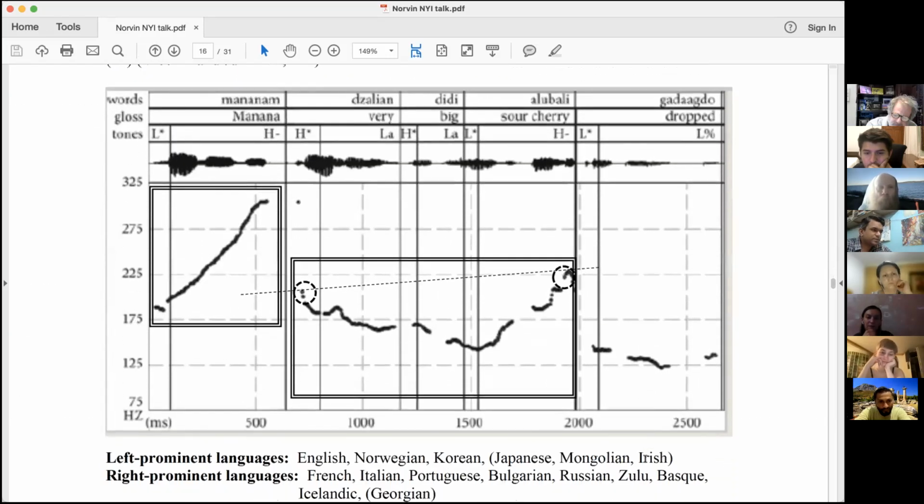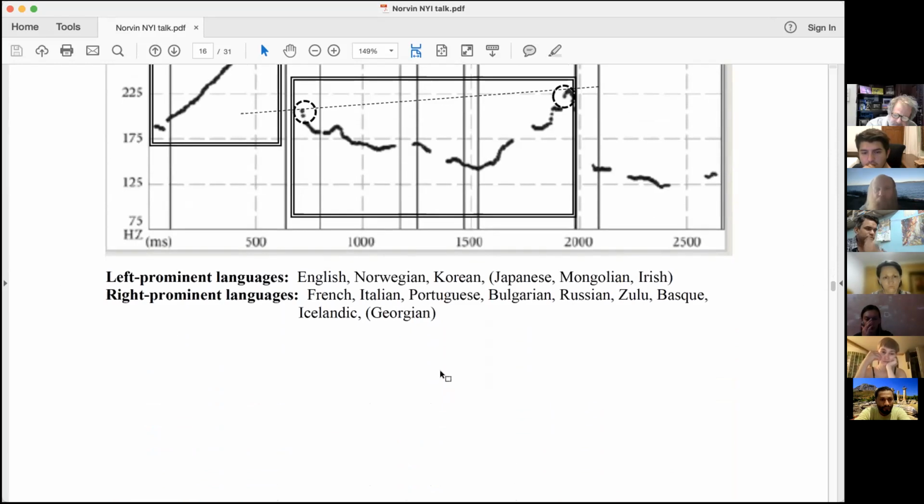Georgian, here's a Georgian pitch track in 25. Manana dropped a very big sour cherry. You can see that this branching noun phrase looks like it has a higher pitch peak at the end than it does at the beginning. So we hope that Georgian is a right prominent language. So we have this list of left prominent languages and right prominent languages. We have to run the tests with more speakers and with more languages, but this is what it looks like for right now.